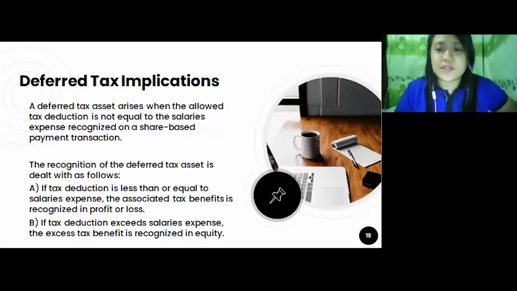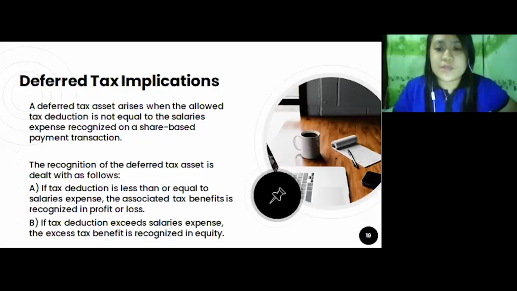The salaries expense recognized under share-based transactions may not be equal to the allowed tax deduction, and in such case, a deferred tax asset arises. A deferred tax asset is recognized if the entity has sufficient future taxable profits against which it can be offset. The recognition of the deferred tax asset is dealt with as follows. If tax deduction is less than or equal to salaries expense, the associated tax benefit is recognized in profit or loss. And if tax deduction exceeds salaries expense, the excess tax benefit is recognized in equity.